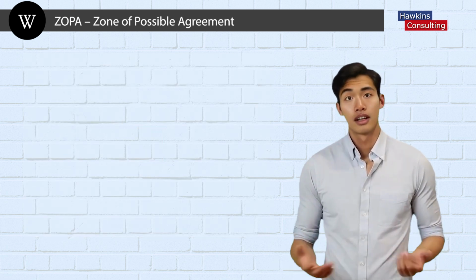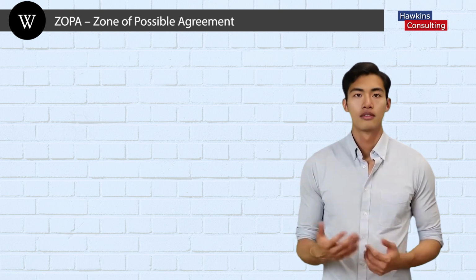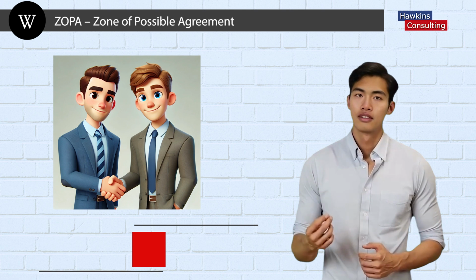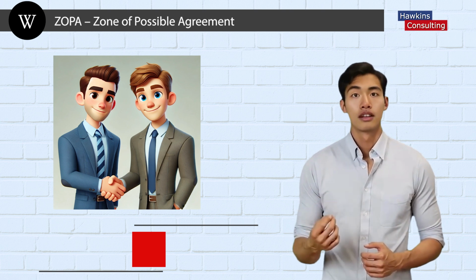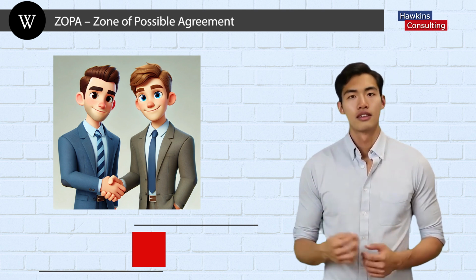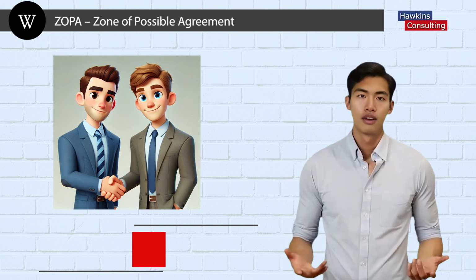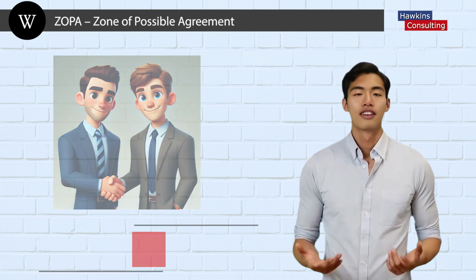Using ZOPA in negotiation is about finding common ground and creating value within the agreed range. Focus on the interests that align and be willing to compromise within the ZOPA to reach a mutually beneficial agreement. Remember, a successful negotiation is one where both parties feel satisfied with the outcome.